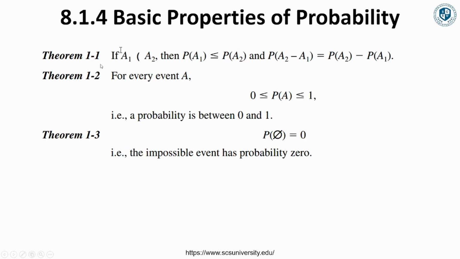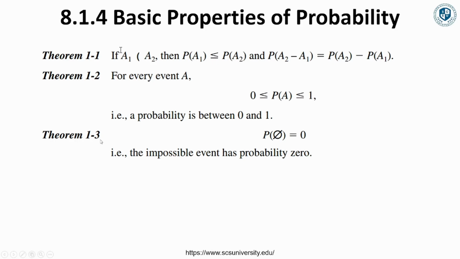Theorem 1.1. If event A1 is a subset of event A2, then probability of A1 is less than or equal to probability of A2, and probability of A2 minus A1 is equal to probability of A2 minus probability of A1. Theorem 1.2. For every event A, the probability of A is greater than or equal to 0.0 and less than or equal to 1.0, such that a probability is between 0.0 and 1.0.